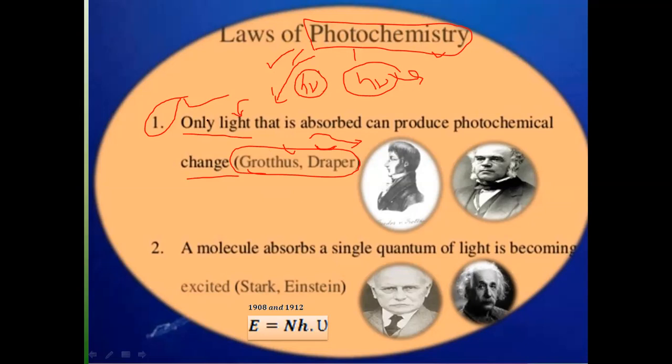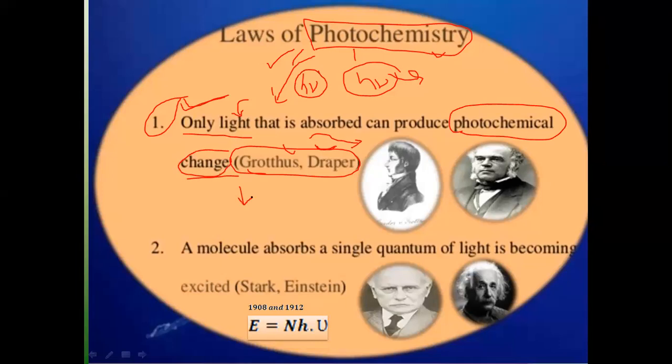So this is the first statement given by Crotthers and Draper about photochemical reactions. Only light that is absorbed can produce the photochemical change. Photochemical changes occur on the absorption of light. This is the first law.